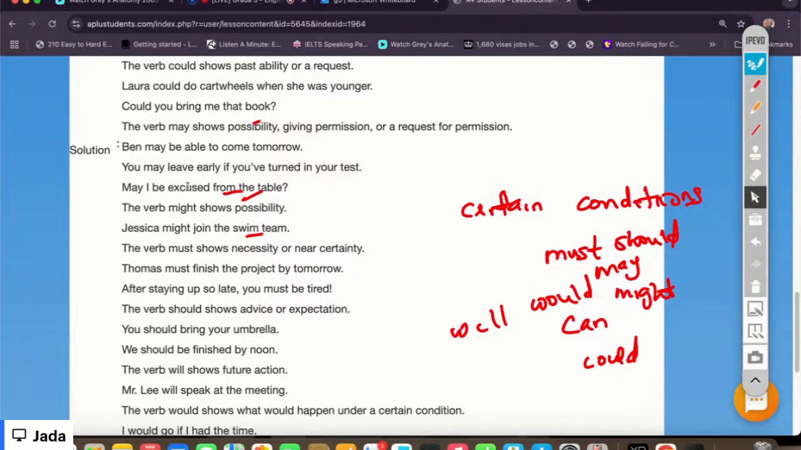All right, so next up we have the verb may, which shows possibility, giving permission, or request for permission. Ben may be able to come tomorrow. You may leave early if you turned in your test. May I be excused from the table? It's like, may I leave now, please?